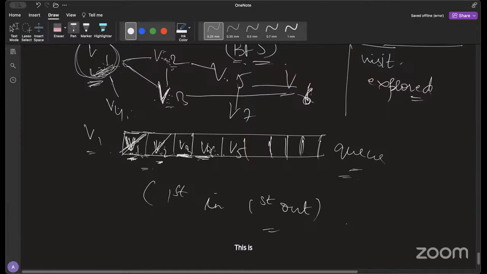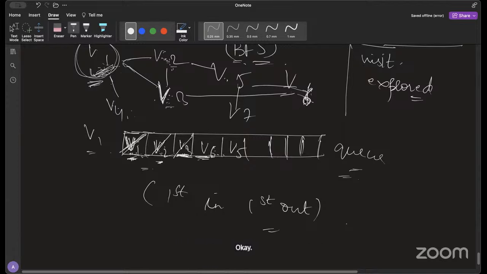We were on V3, right? So V3 is connected to V6. It's already in the queue, so you don't have to write it again. This is also explored. Then you come to V6. And V6 is directly connected to V3, already visited.